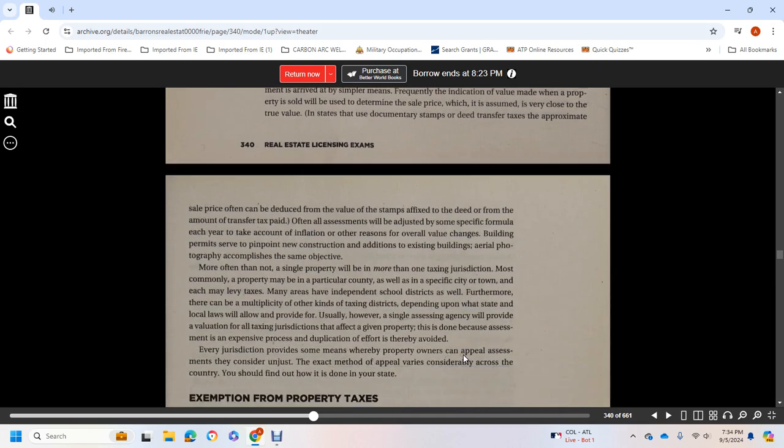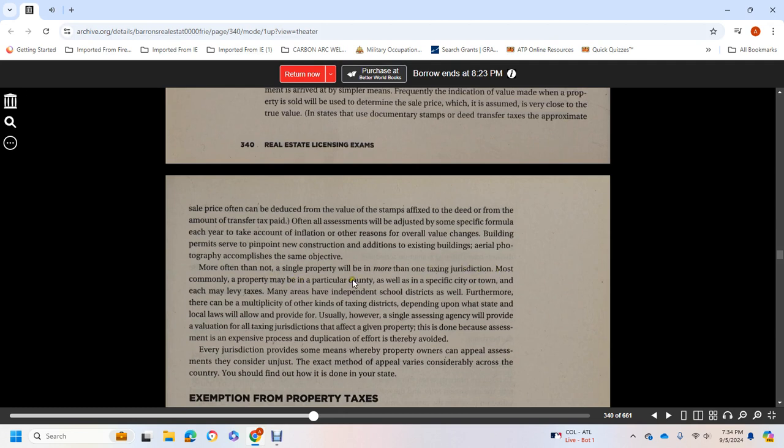The sales price is often deduced from the value of the stamp affixed to the deed, from the amount of the transfer tax paid. Often all the assessments are adjusted by a specific formula each year of the tax, taking into account inflation and other reasons for change in the overall value. Building permits serve to pinpoint new construction or additions to existing buildings, and aerial photography is accomplished for the same purpose. Often a single property will be in more than one tax jurisdiction.